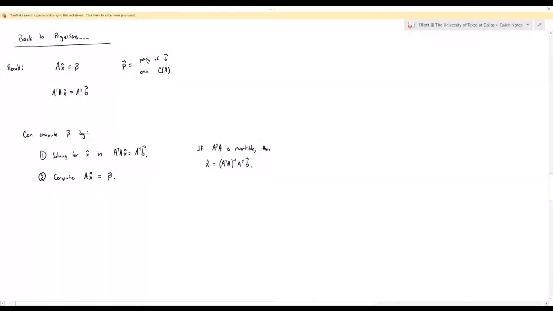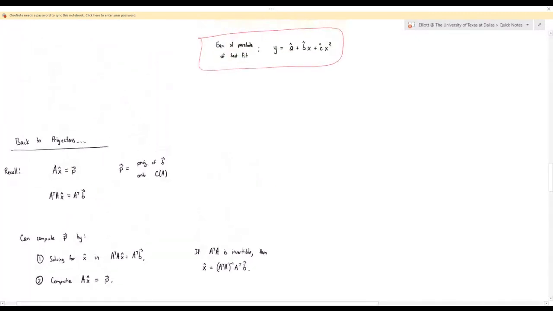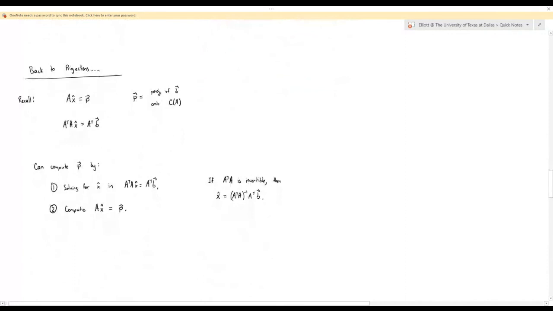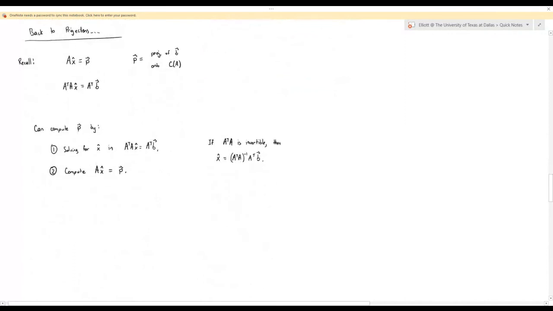So I did that in the first example when I was finding the line of best fit. I could have done that in the second one as well, but it was a bit messy, so it would have been easier to do elimination instead. But in theory, if A transpose A is invertible, you can compute the least square solution using this formula.